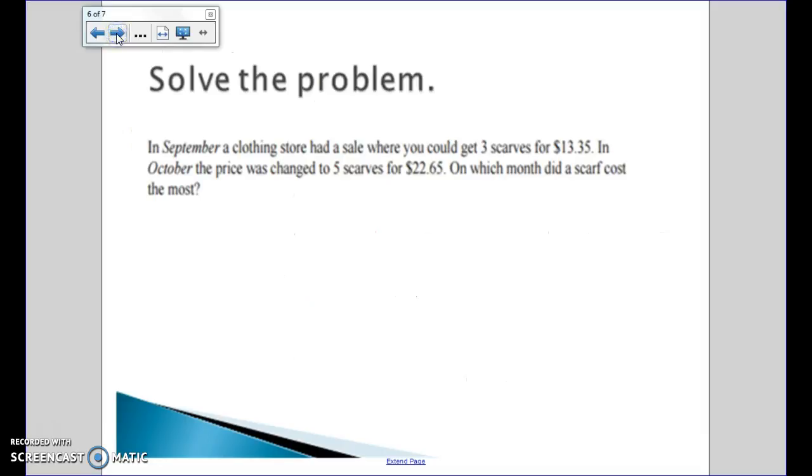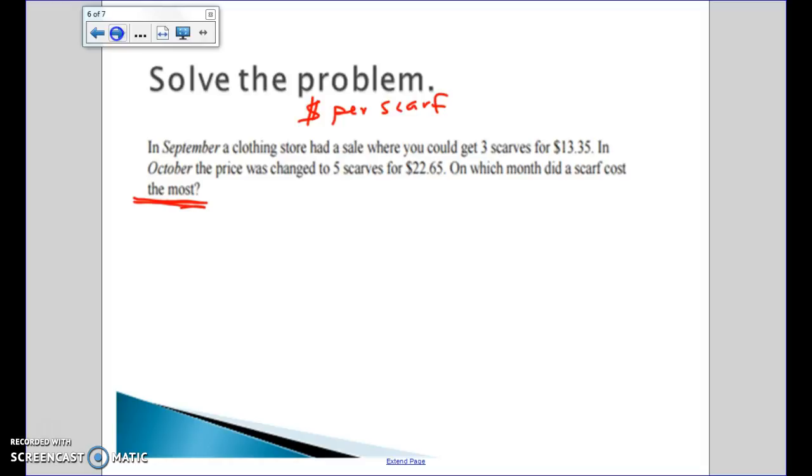Okay? Take a look at one more here. It says in September, a clothing store had a sale where you get 3 scarves for $13.35. In October, the price changed to 5 scarves for $22.65. Which month did the scarf cost the most? We're looking for the scarf that cost the most, not the better deal, but the scarf that cost the most. So let's take a look here. I know that we probably need to find the price per scarf. That's probably what we're thinking, or what we should be thinking.